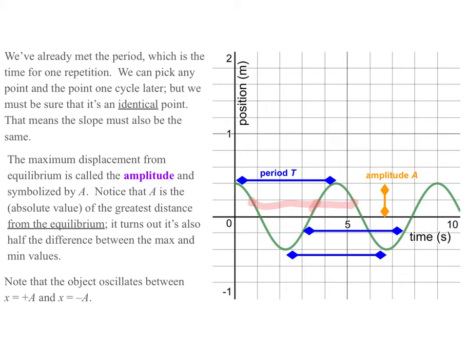The maximum displacement from equilibrium is called its amplitude and is usually symbolized by capital A. Notice that A is the absolute value of the greatest distance from the equilibrium. It also turns out to be half the difference between the max and minimum values. And finally, note that the object oscillates back and forth between x equals A and x equals minus A.